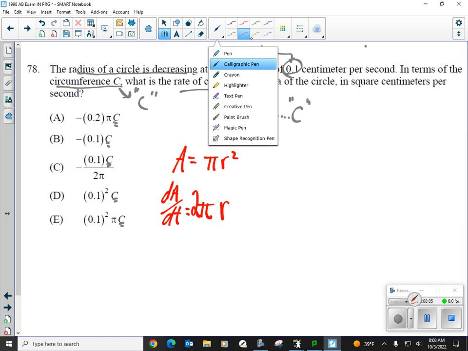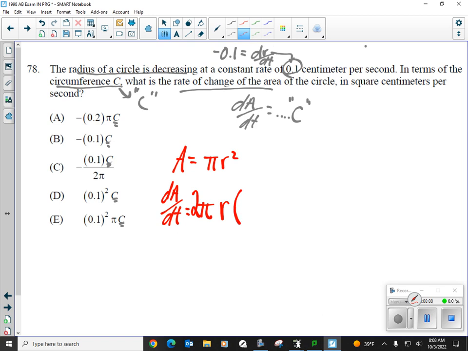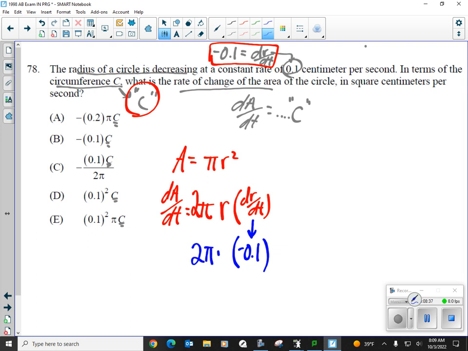Now, it's a related rates problem. It's like doing things implicitly, meaning anytime I take the derivative of a variable, I need to write dr/dt right next to it. This is the rate of change of the area as we know it. We need to get a C in there somehow. And I know that negative 0.1 is my dr/dt. So right now, that's negative 0.1, and then we have 2 pi r as my dA/dt.